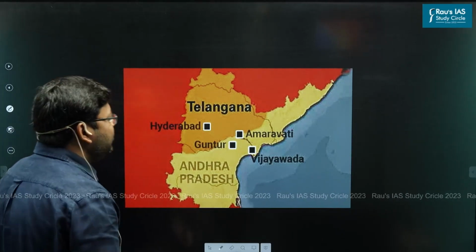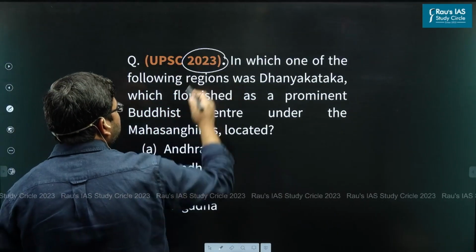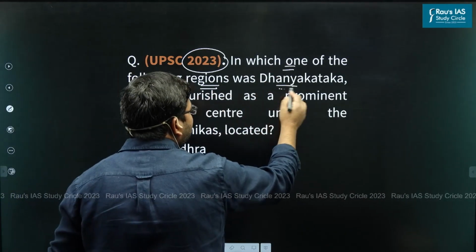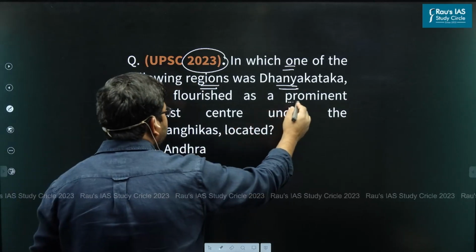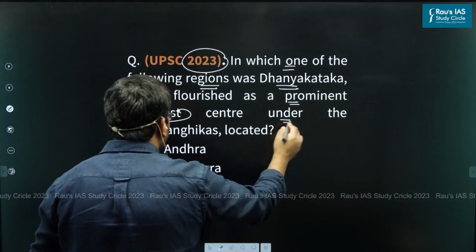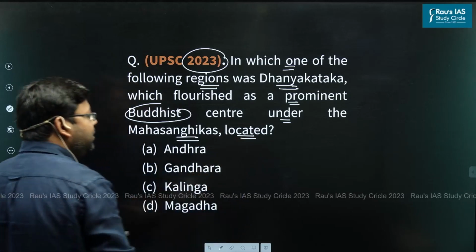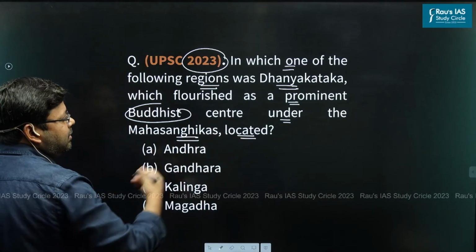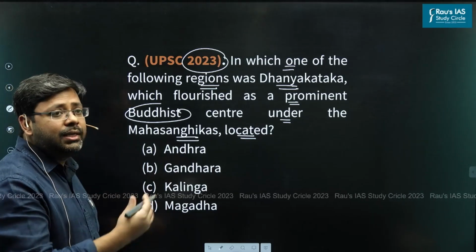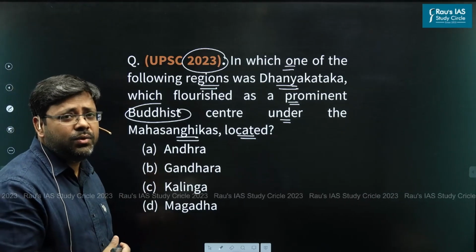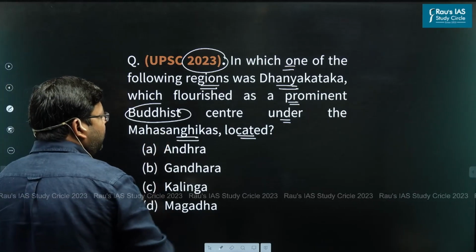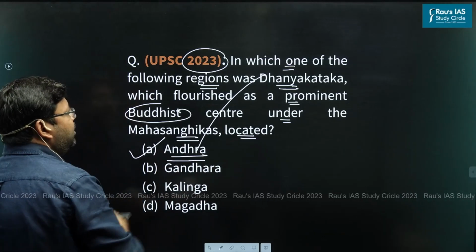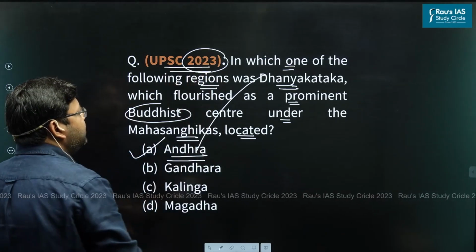See, a super interesting question was asked by UPSC in 2023. They asked in which one of the following regions was Dhanyakatak, which flourished as a prominent Buddhist center under the Mahasanghikas, located. Don't you think that this prelims question, which came the year after this UPSC history optional paper, is super easy to answer? Dhanyakatak or Amravati was a place in the region of Andhra. Super simple. This is the UPSC prelims 2023 question.